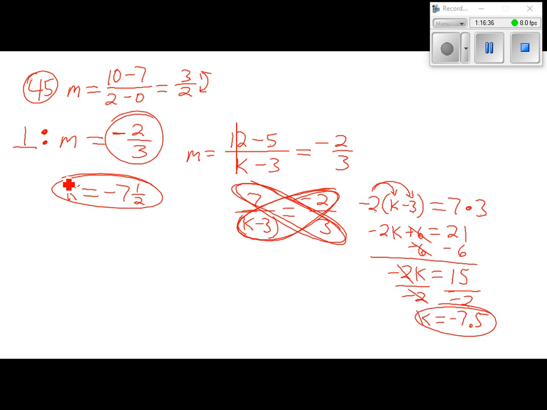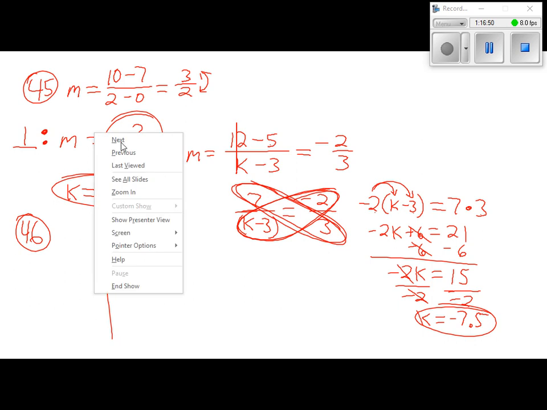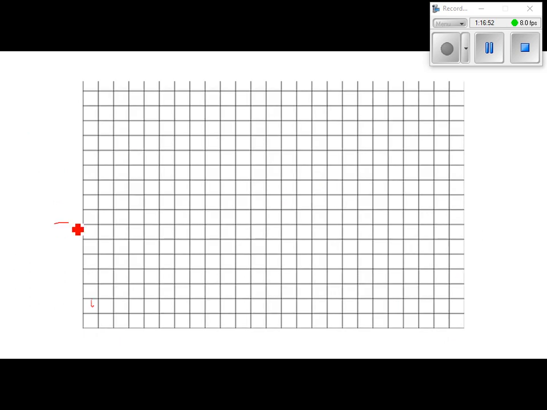And number 46, see if I can fit this on here. Two lines are perpendicular. Is it possible for the lines to have the same y-intercept? Justify your answer. So if I'm on this graph, and I've got these two lines, that's my y, that's my x. I've got two lines. Can they have the same y-intercept?